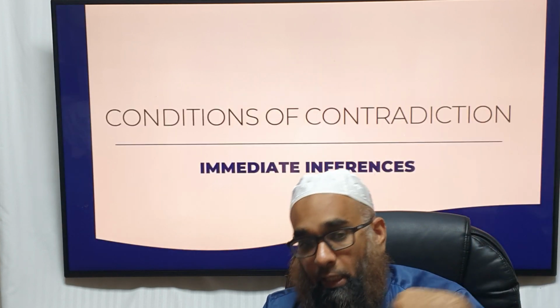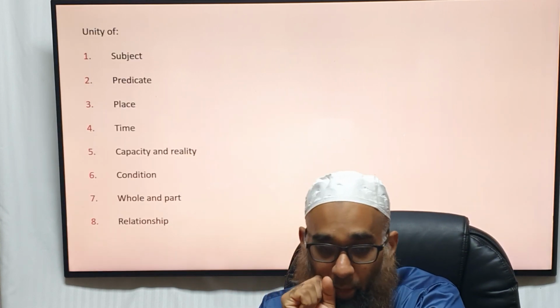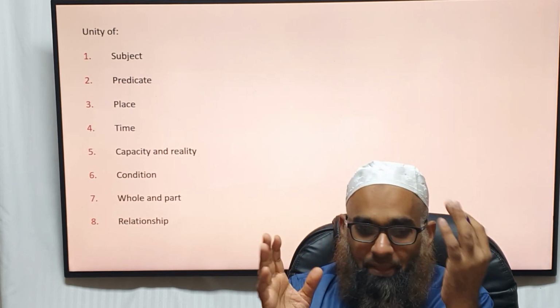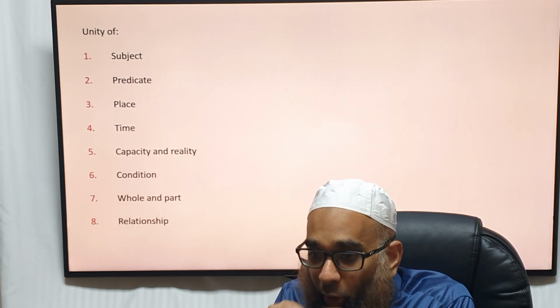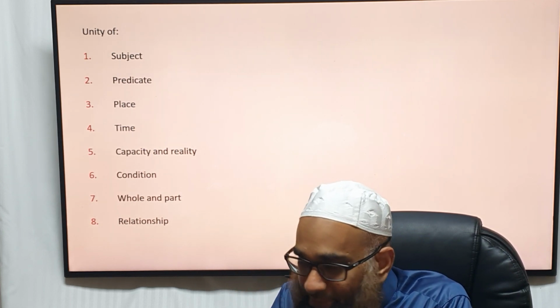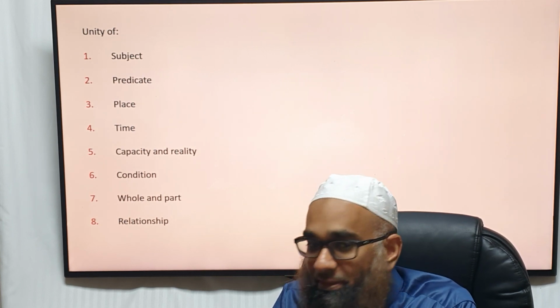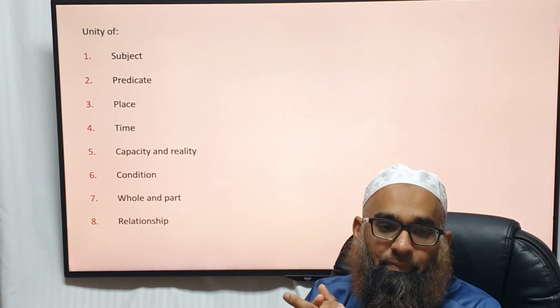It's coming up. Now, for contradiction to be true, there have to be some conditions. And we have 8 conditions. Sometimes for 8, you can even add on as you want. What does it mean? That you have to be sure. Basically, this summarizes to, are you sure? Are you talking about the same thing at the same time, in the same place, in the same aspect, in the same conditions? That's what it basically means. Is there actual contradiction or not?